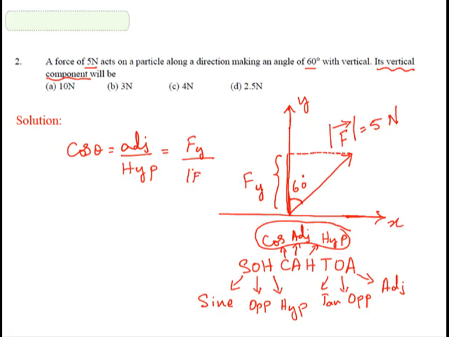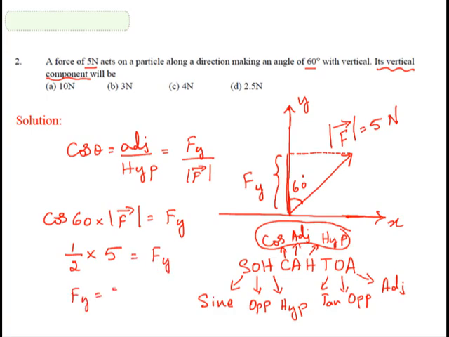Let me just write it like this. Okay, so theta you know is 60 degree. Now let us do the substitution. Cos 60 into F is equal to Fy. Cos 60 is half, into magnitude of F which is 5, equals Fy. So Fy is equal to 2.5. So the right option over here is 2.5, or option D is right here.